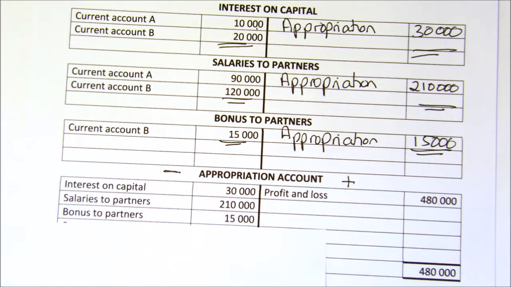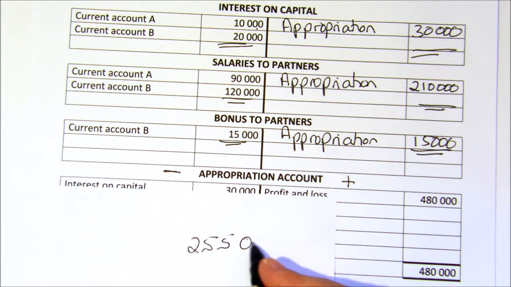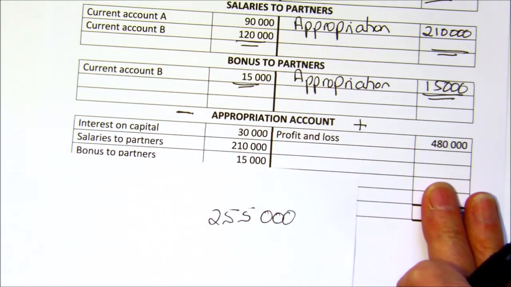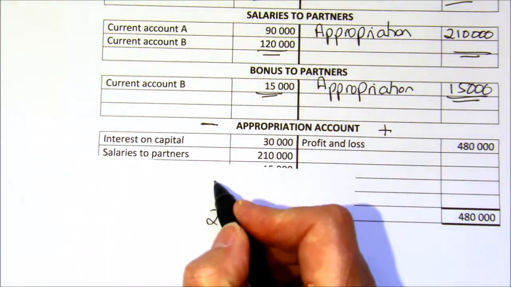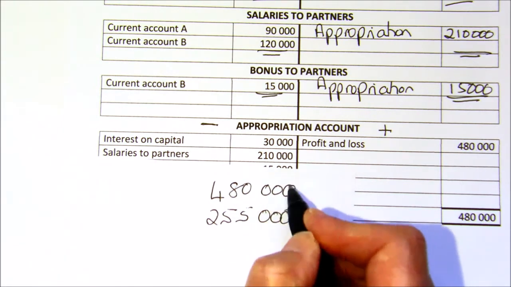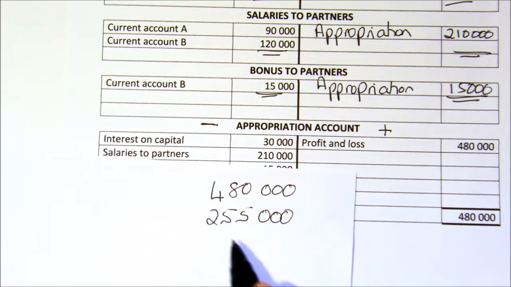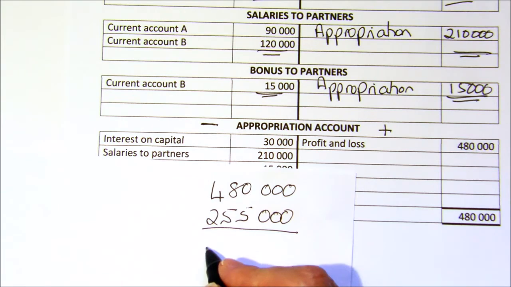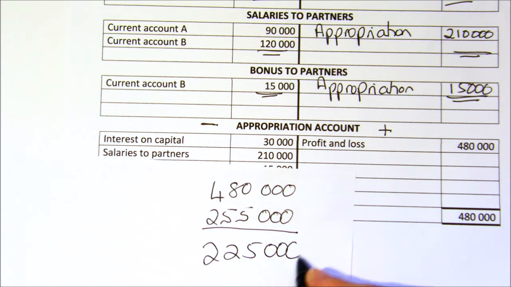So debit side is the minus. So you had 480,000. You've now paid 30,000 out as interest, 210,000 out as salaries, and 15,000 out as a bonus. Now, at this stage, if I have a look, those amounts there add up to an amount of 255,000. Right. But I had a profit of 480,000. So what have you got left? What is the remaining? How much profit has still got to be divided out? And if you subtract this, this comes to 225,000.